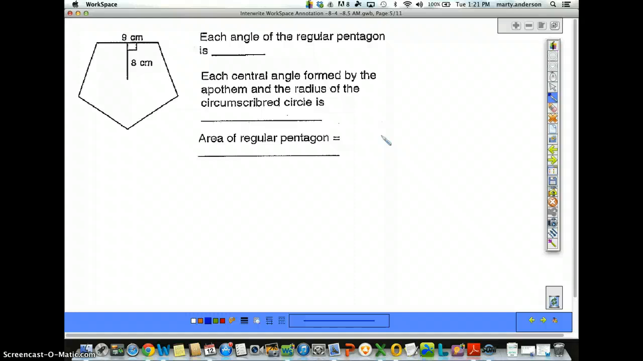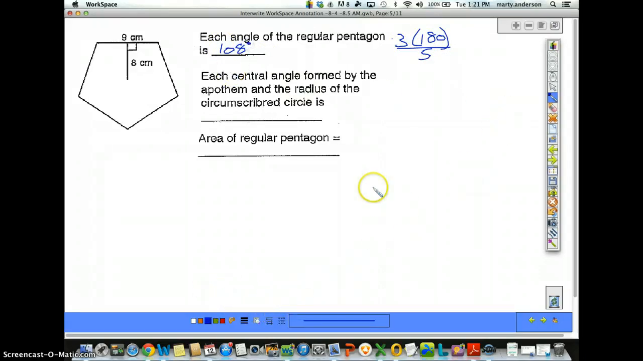We do need to think about some other stuff. Each angle of a regular pentagon is, remember, if you can't remember how to find each individual angle of a regular pentagon, it's n minus 2 times 180 divided by n. And in this case, it would be 5 minus 2 times 180 divided by 5. And for a pentagon, it's 108. Many of you probably already knew that.